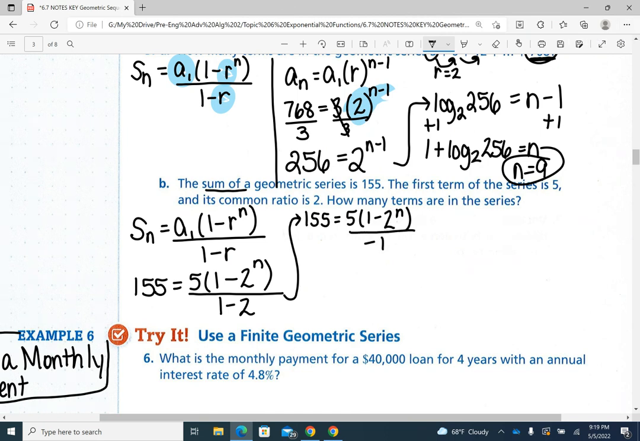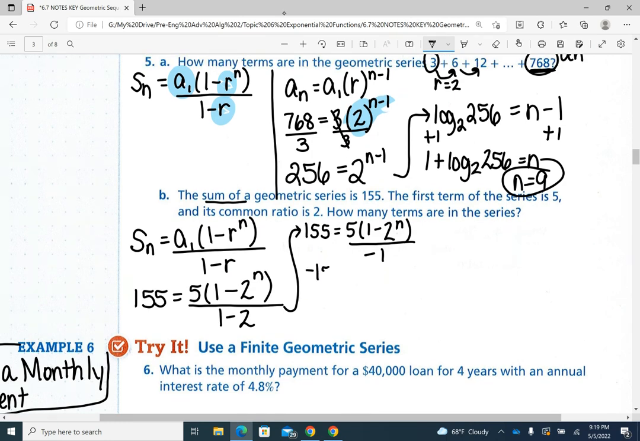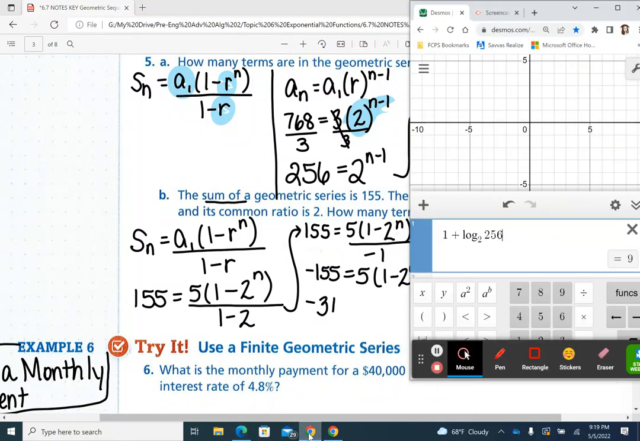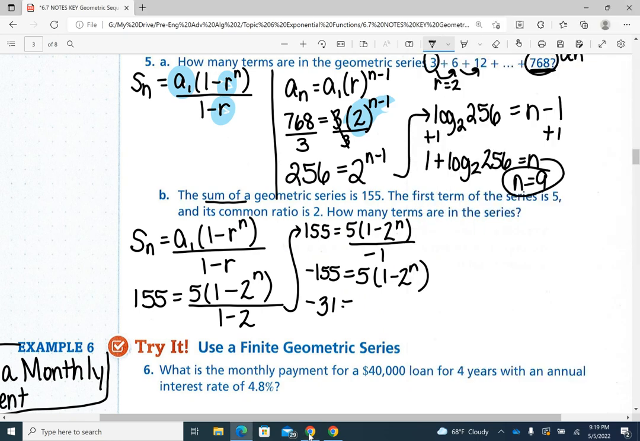1 minus 2 is negative 1. I can multiply both sides by negative 1. Then I can divide everything by 5. So negative 31. Just going to double check myself. Negative 155 divided by 5 is negative 31, equals 1 minus 2 to the n.